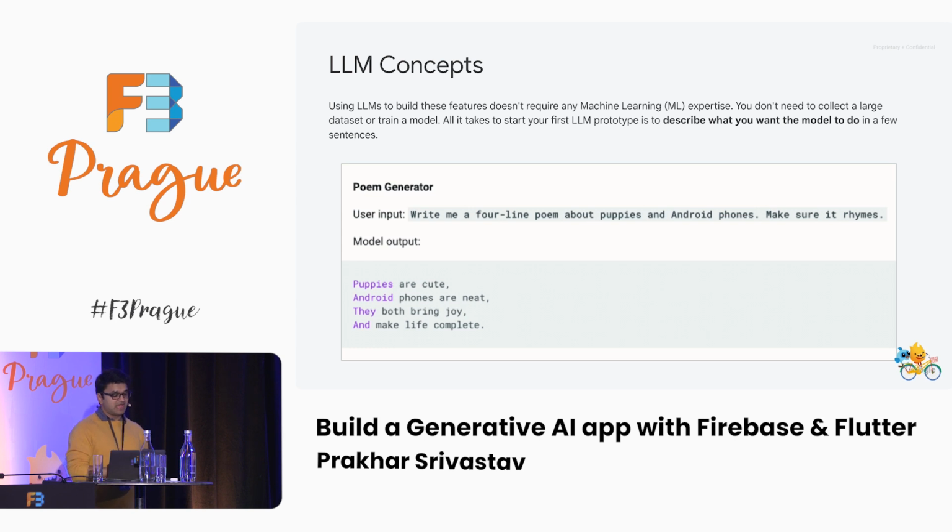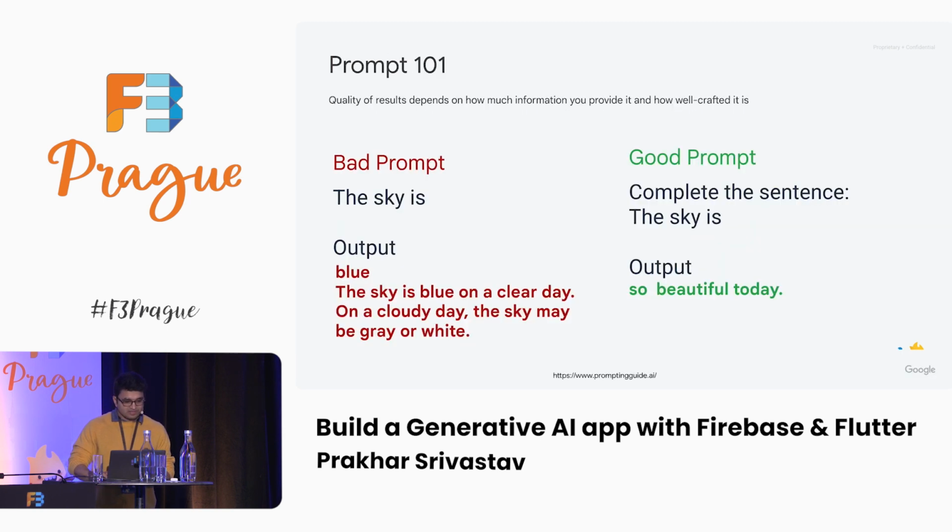Here, for example, I have this very simple input: write a 4-line poem about puppies and Android phones, make sure it rhymes. And it actually came up with a good, very nice poem that I could put on a t-shirt and wear, right? So that's pretty cool.